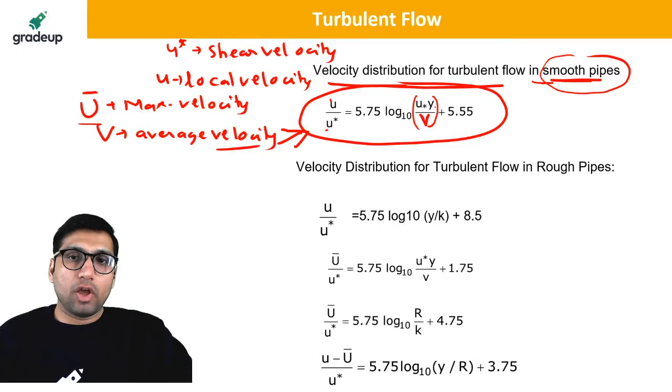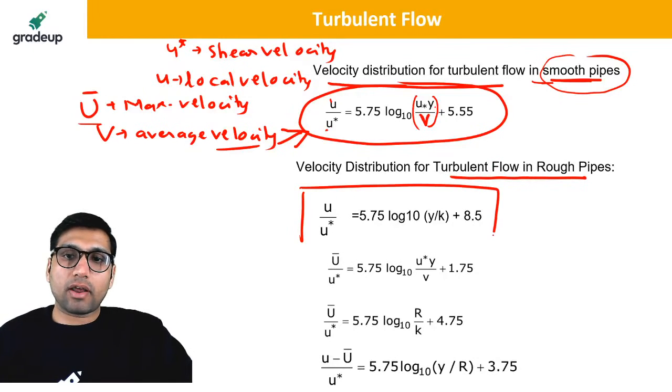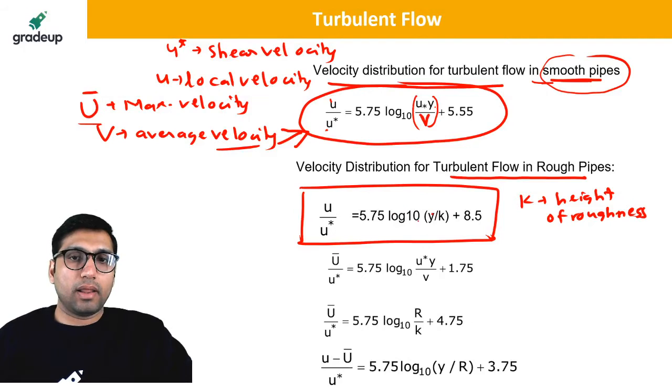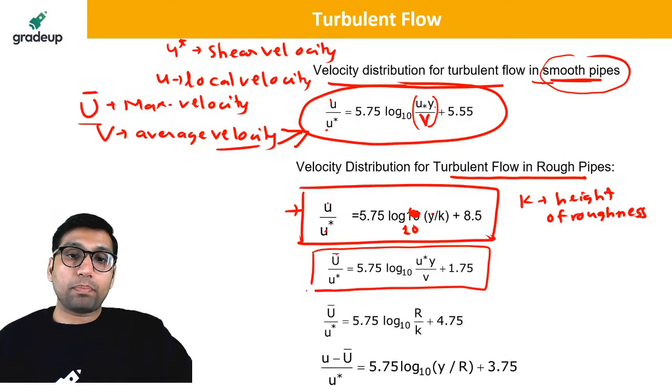Velocity distribution for rough pipe. This is a velocity distribution for rough pipe where K is the height of roughness, Y is the distance from the pipe wall, and this is log base 10. This is also the relation between local and shear velocity. This is a relation for smooth pipe.